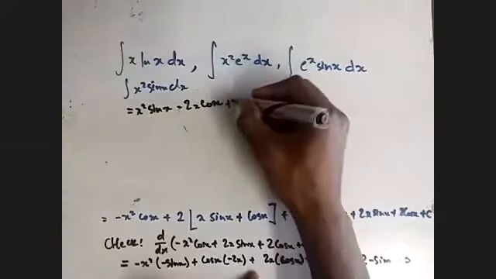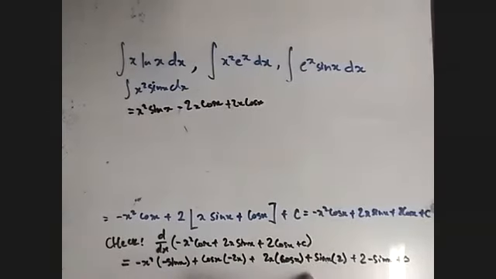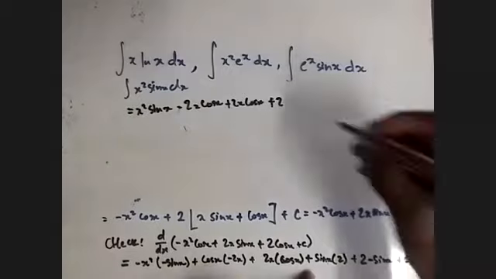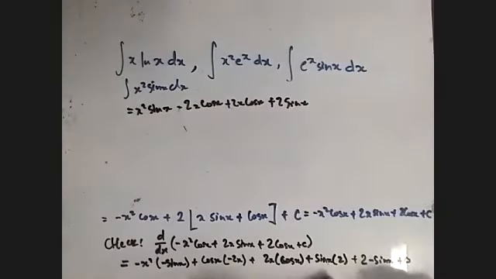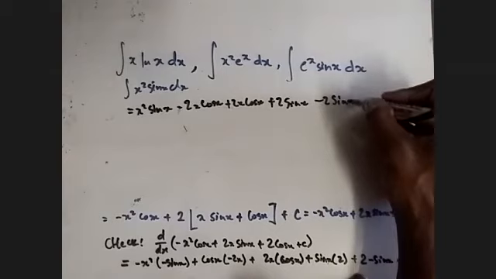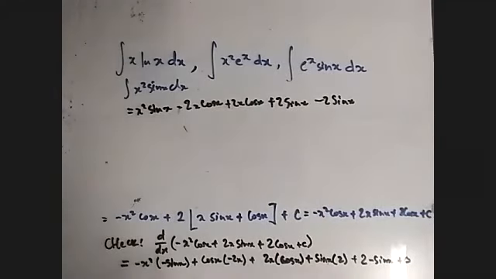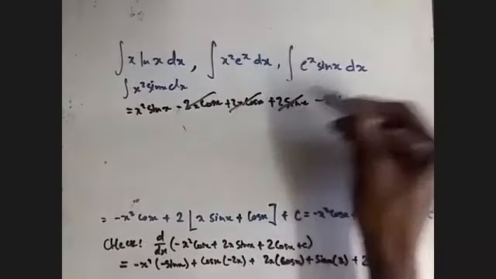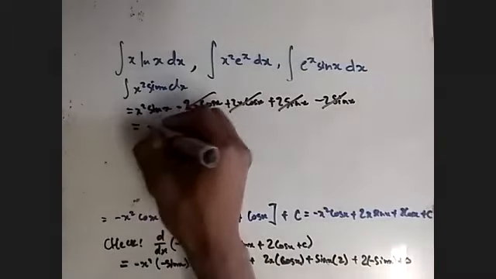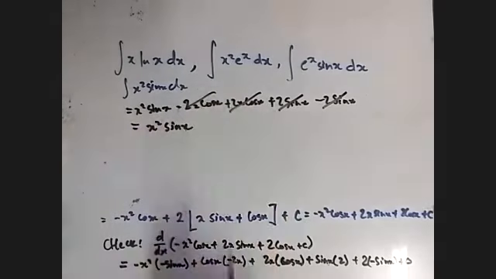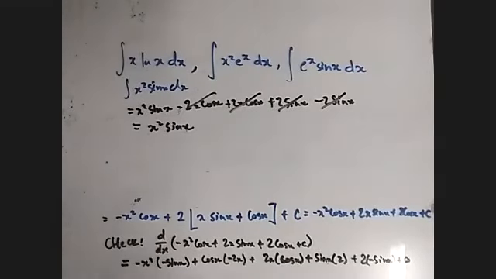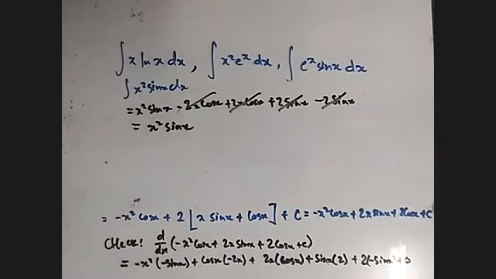You're going to have plus 2x cos x, plus 2 sine x, and minus 2 sine x. As you can see, guys, from here, these terms are going to pass to 0 respectively. Then our final answer becomes x squared sine x, which is the same as our integral. So it is the same as the integral, for our checking.